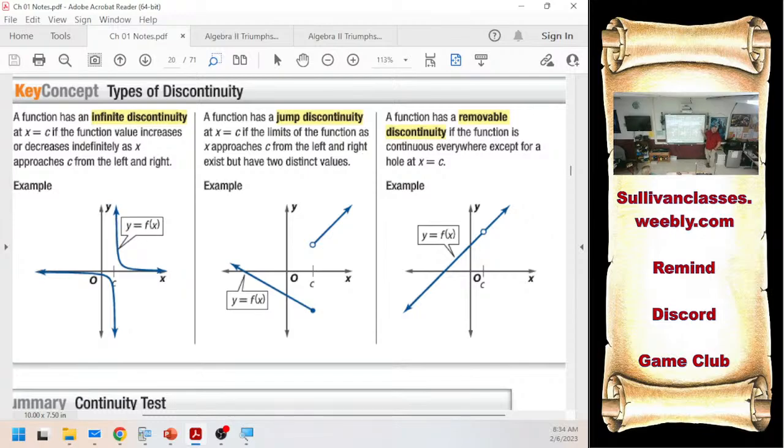How do I get a hole in my graph? Cancel or remove the factor. Literally, remove the factor. That factor gets Thanos snapped out. You're saying this one point is gone. Everything else is still there.